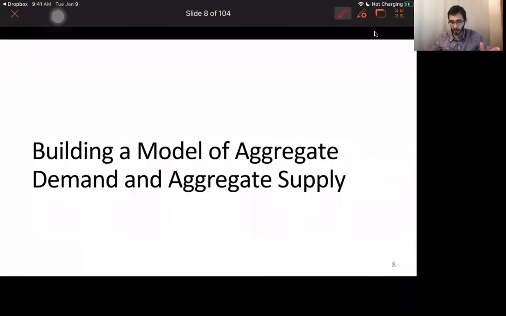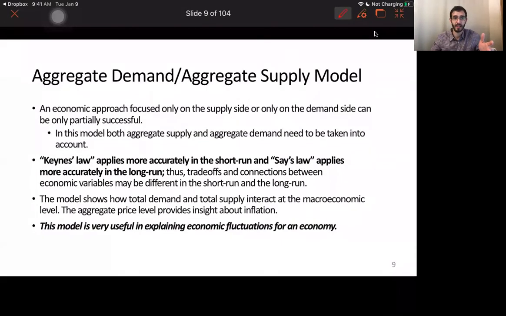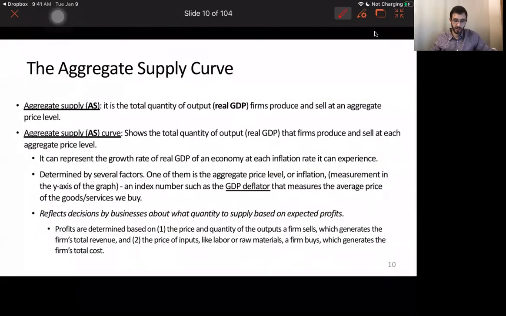So how do we build this model? Let's start with the aggregate supply side. Okay, it's going to be very useful, like I said, especially in understanding economic fluctuations in an economy. The aggregate supply here is going to be just an analysis of the total quantity of output, real GDP, and its relationship to the aggregate price level. So the aggregate supply curve is going to be the combination of pairs of aggregate price level and real GDP.